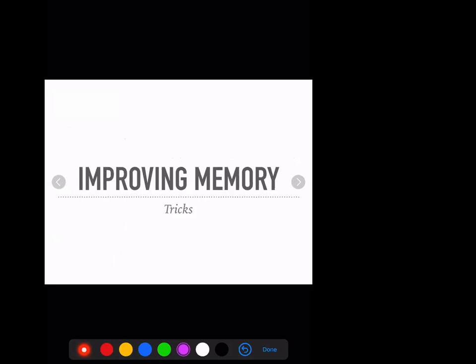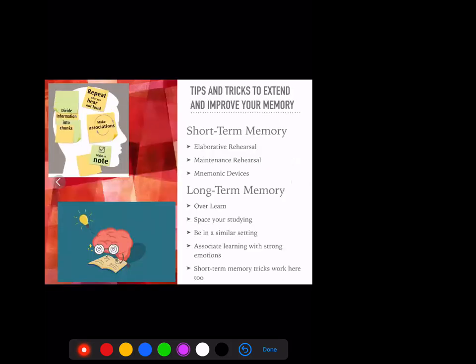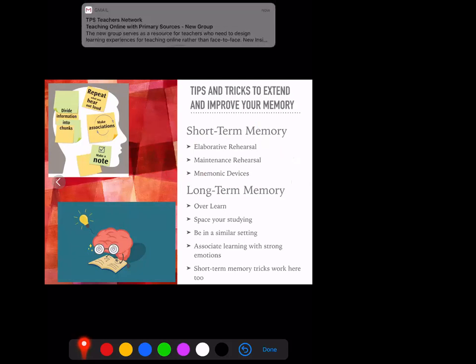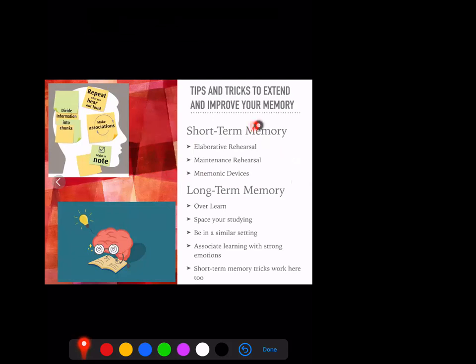Okay, so how do we improve memory? Short-term memory, we talked about a bunch of these. Elaborative rehearsal, maintenance rehearsal, and mnemonic devices are all helpful for short-term memory. Some of you did elaborative rehearsal when we did our activity on Thursday. You looked at the words or the images on the screen that you were trying to memorize, and you made a story, or you connected them to things in the room, or you built a room in your head to remember what it was. That's elaborative rehearsal. You're connecting the stuff to other things.